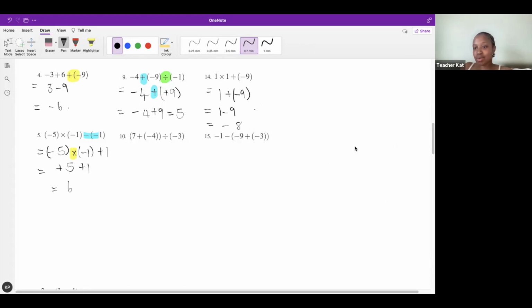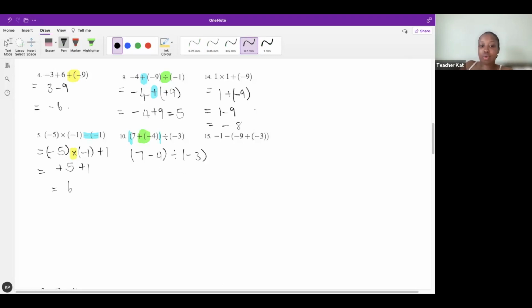It's fine. Let me do number 10 with your help. Okay. So BODMAS says we start inside the bracket. And there we have a bracket there. So we have to go inside this bracket. Now we have this positive negative situation over here. A plus and a minus give us what? Plus minus is going to give us a negative 4 and then divided by negative 3.